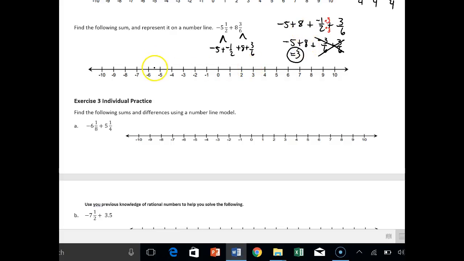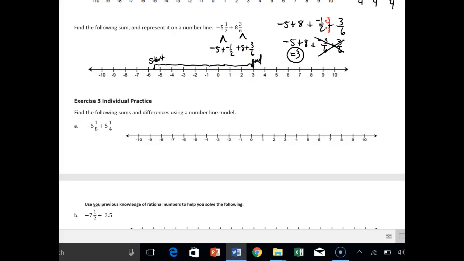So really, if you're starting at negative 5.5, that's right here in between negative 5 and negative 6. And then moving 8 and 3/6, or really 8 and 1/2 spaces to the right, it's 1 space, 2 spaces, 3, 4, 5, 6, 7, 8 spaces and a half, and we end up at 3. So starting here and ending at 3.